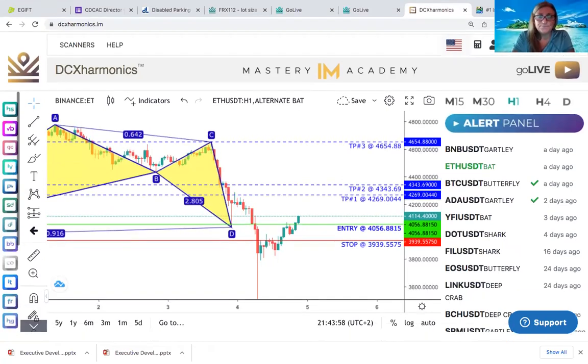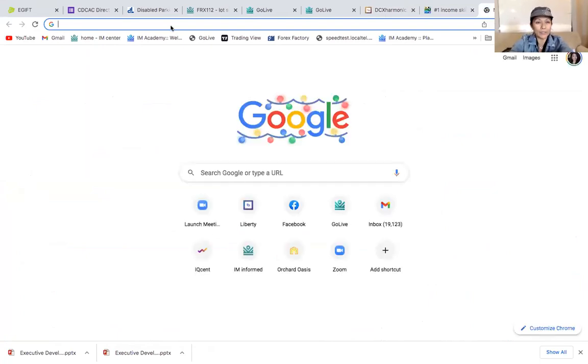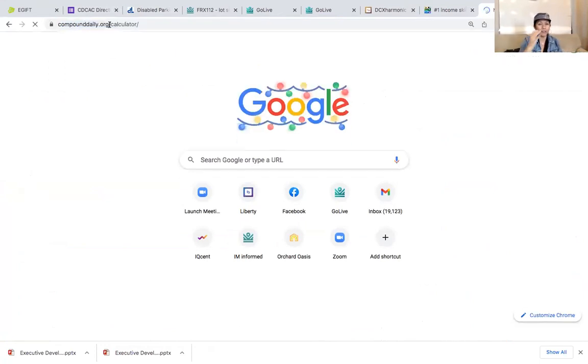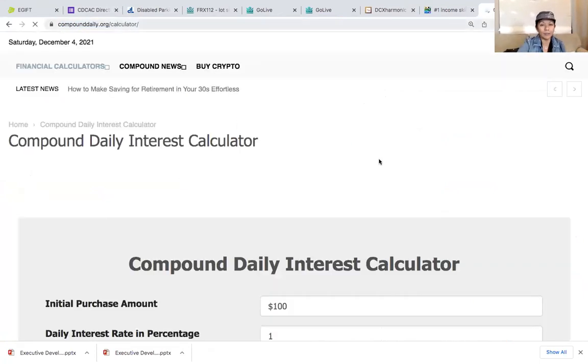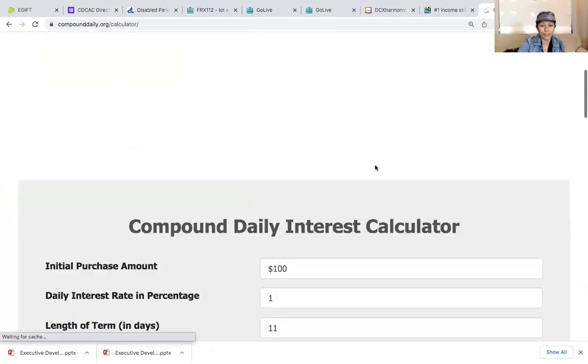Yes, yes. All right, and I'm going to give you a homework assignment, everyone, just to educate yourself and your families about compounding. I'm going to take you to, write this down, compounddaily.org. Not sure why it's not taking, compounddaily.org. It's a calculator, all right? And walk yourself through this process, okay?